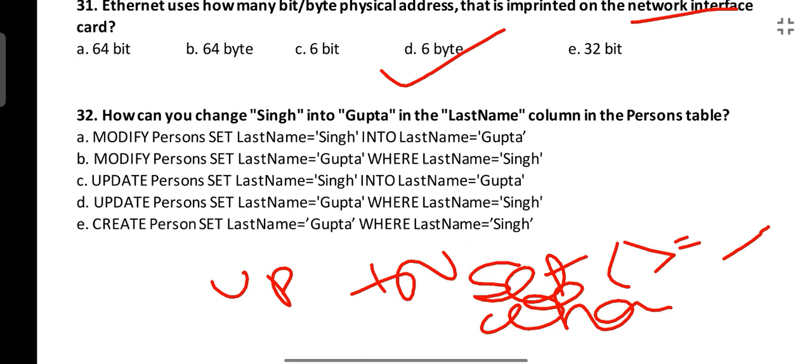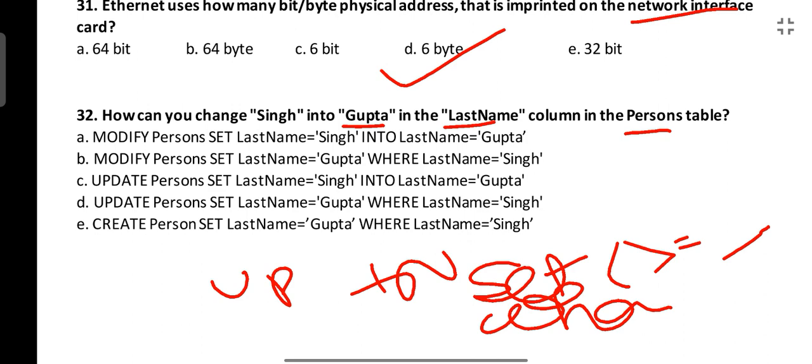So here, what will it be? Update, then table name. What is the table name? Persons. So update persons, then set, then column name. What is the column name? Last name. So update persons set last name equals Gupta. Now whose last name do we have to change to Gupta? The last name where last name is Singh. So where last name is equal to Singh.